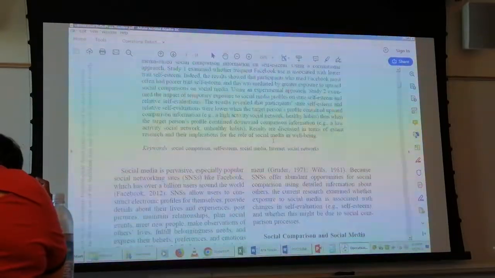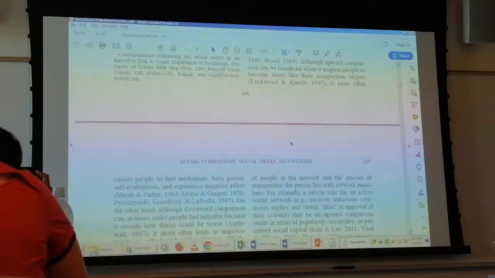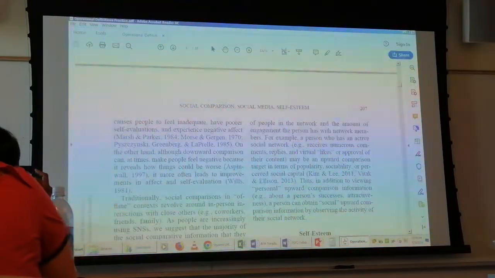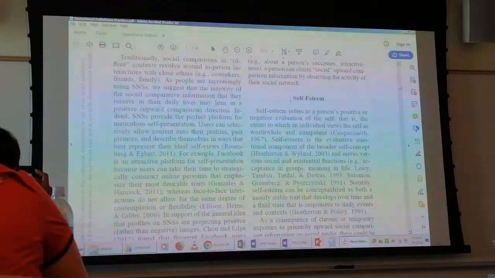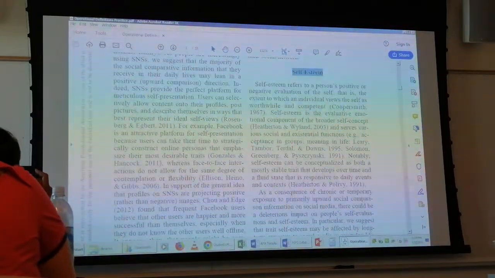So this is the abstract, of course. Here's the introduction. And again, this article is just really, really well written because it's organized exceptionally well. So we have all the background information on self-esteem in the introduction. Let's just start reading.